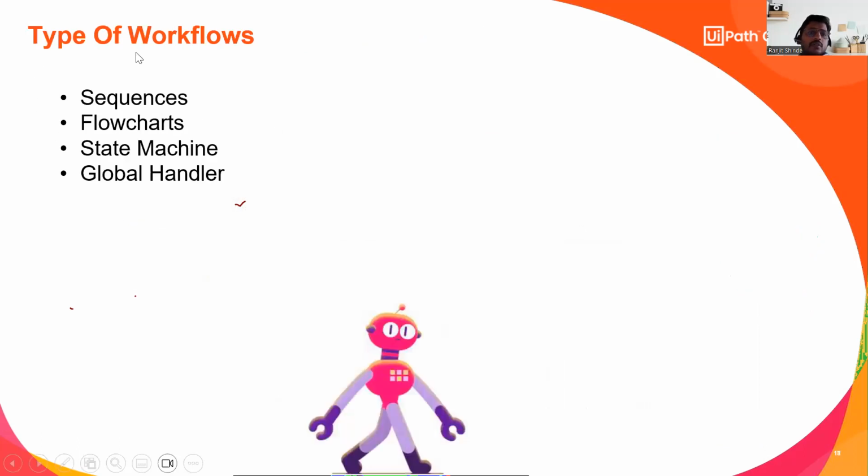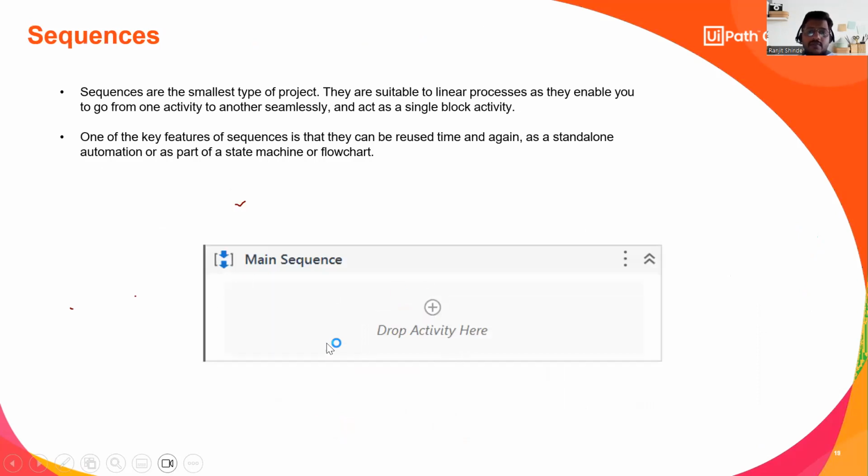So these are the types of workflows which are used for building our process. Sequence, flowchart, state machine, and global handler. These are the four main types we are using for building our process. So we will see the sequence. You can see here the main sequence, just like this we'll see in Studio. In that sequence, we are using the activities sequentially. Sequentially means one activity, after that we are using another activity. Sequence is used only for small projects.